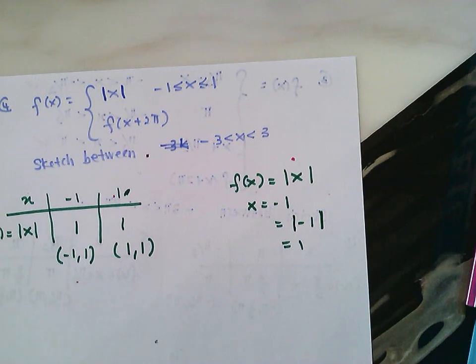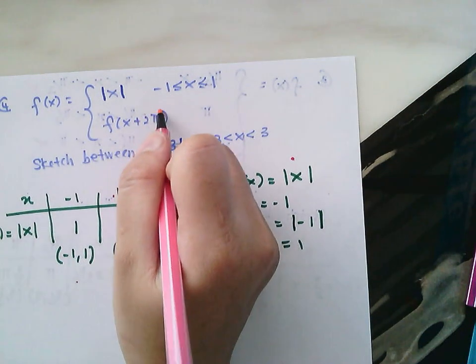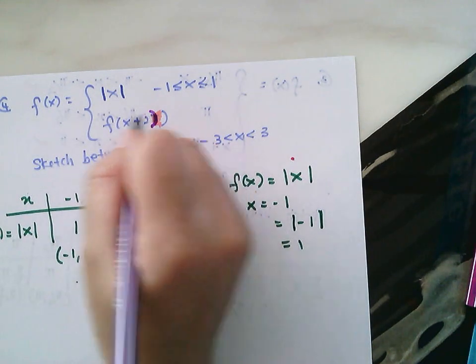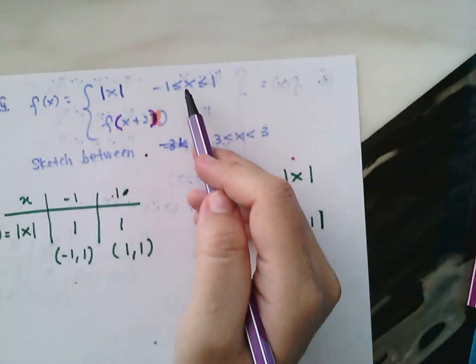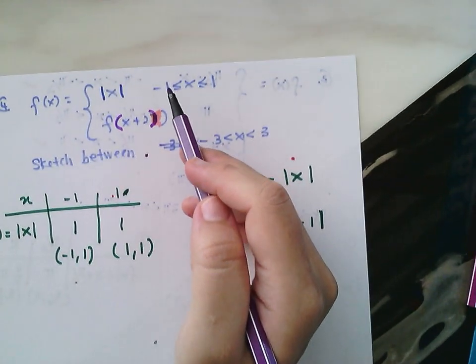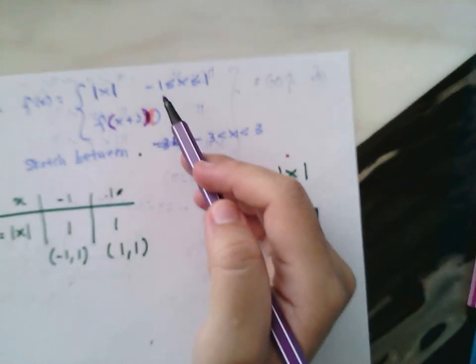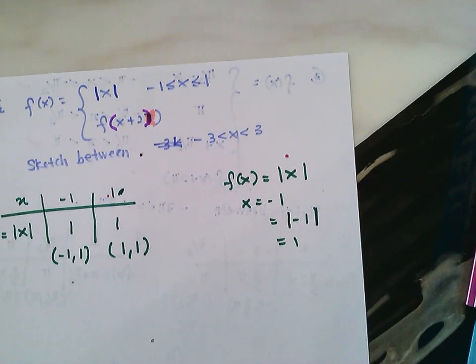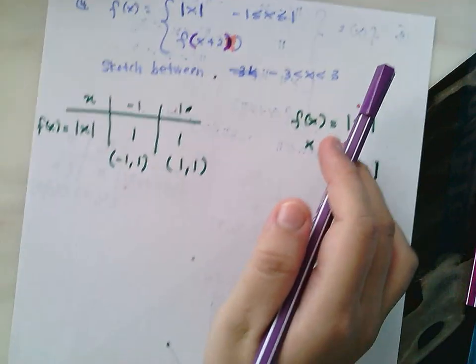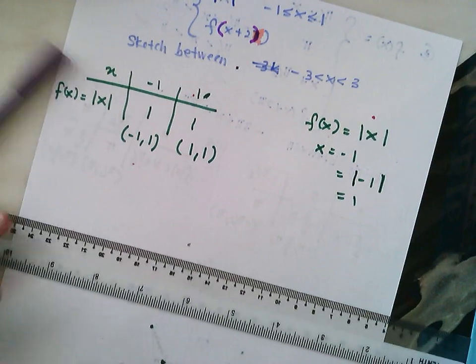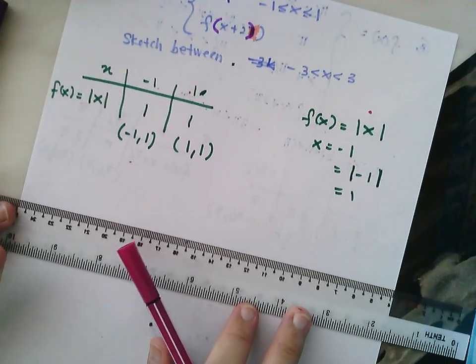Sorry, this one is not 2 pi, this is only 2, because now the range for x is 1, not pi. Please do the correction in your notes. So you're going to plot this one from negative 3 to 3. Therefore you will have this function.